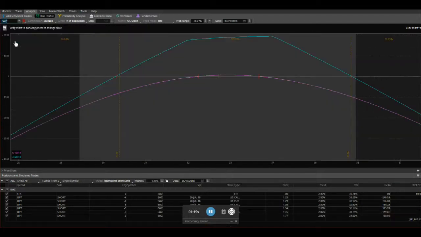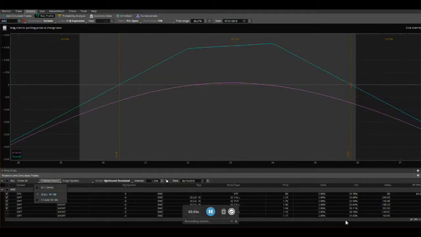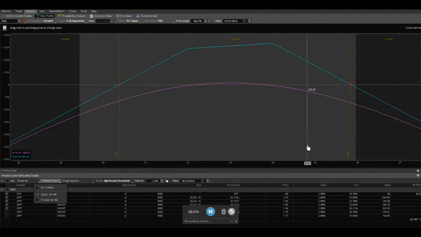Okay, let's go to EWZ. The first thing we're going to do is take this July expiration. Our initial strikes were over 34. Over the course of the day, it flirted down here to 32.